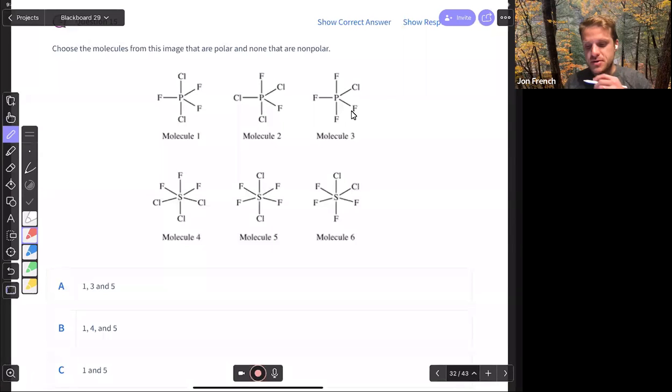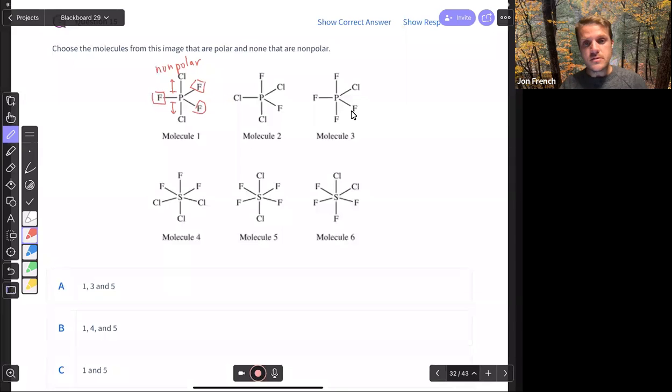So we need to think about the geometry to figure out the polarity. In this first case, we're symmetrical. The chlorine and the chlorine are 180 degrees apart, so they cancel each other out. The three fluorines around the equator are 120 degrees apart and they cancel each other out. So that makes this molecule non-polar because of the symmetry.